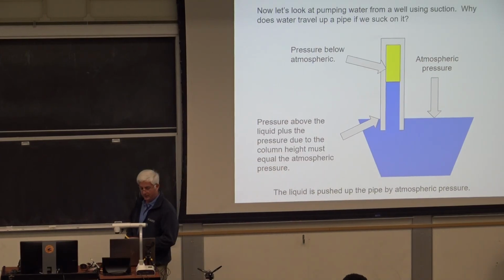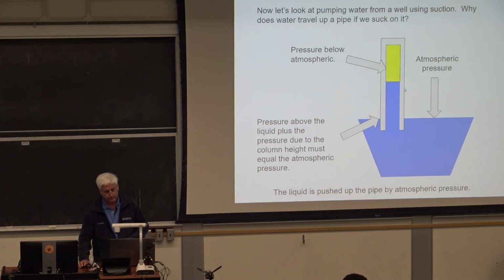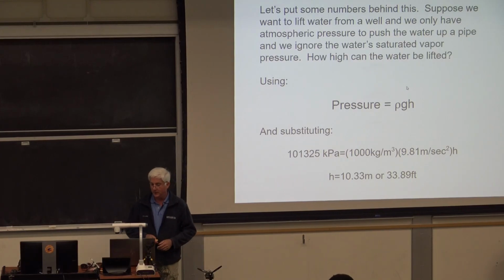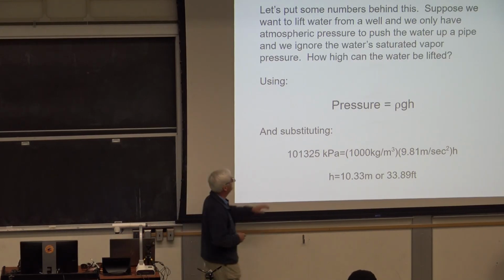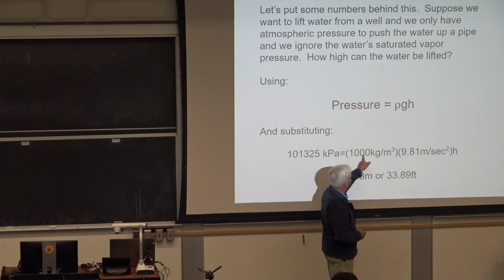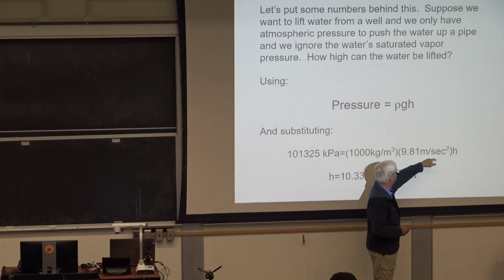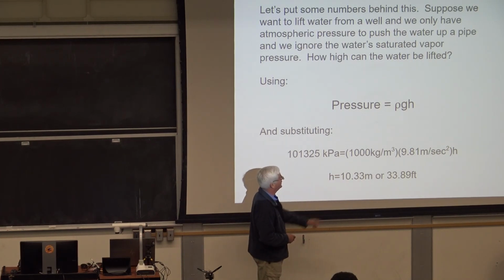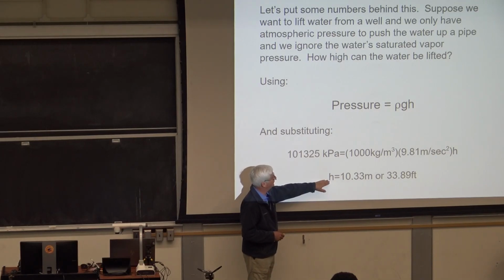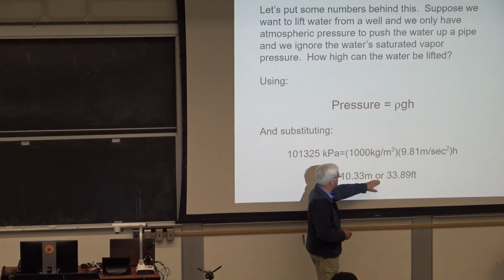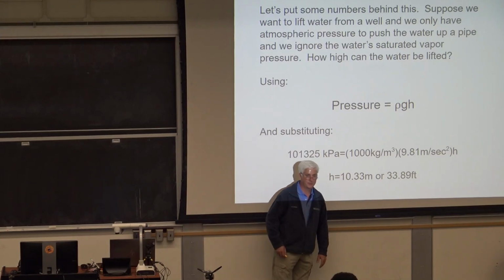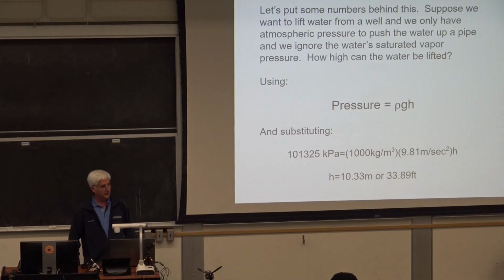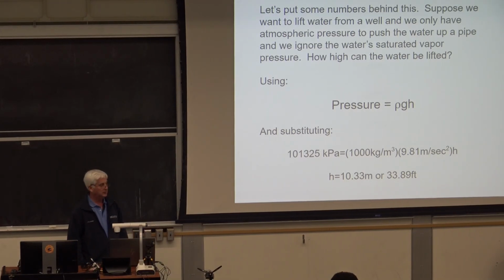So let's do some math on that. If I take 101 kPa, atmospheric pressure, equal to the density of the water times g, 9.8 meters per second squared, shake and bake it, solve for h: 10.33 meters, or almost 34 feet. That is it. That is the highest level that you can suck water out of the well.